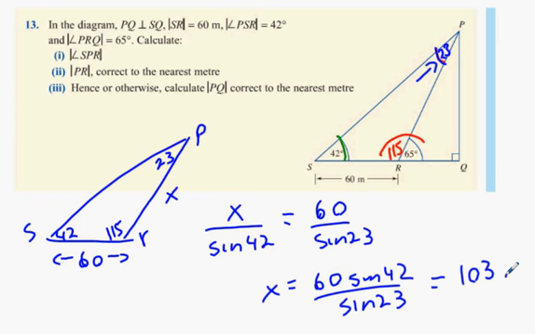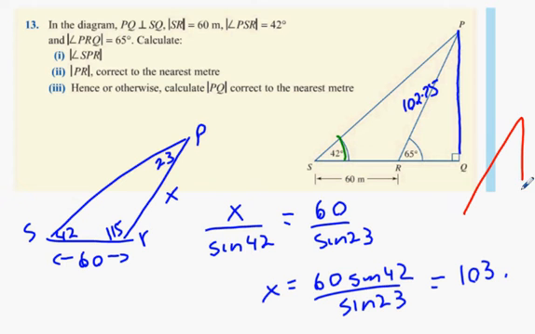Well, if we look at PQ, we now know that this is 102.75, before we rounded off. Alright, 102.75, and we want to find out what P to Q is. What type of triangle is this? It's a right angle triangle, isn't it? So we have 65, and we know the hypotenuse to be 102.75.